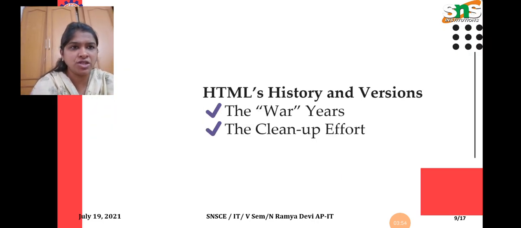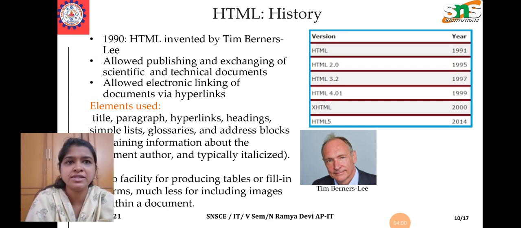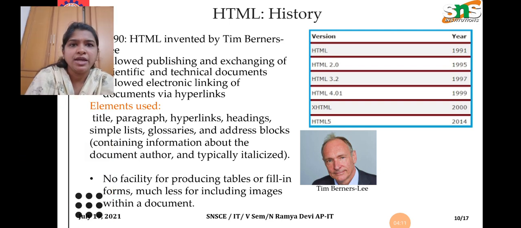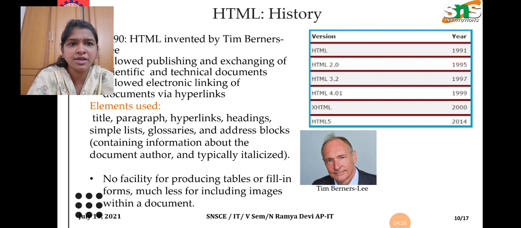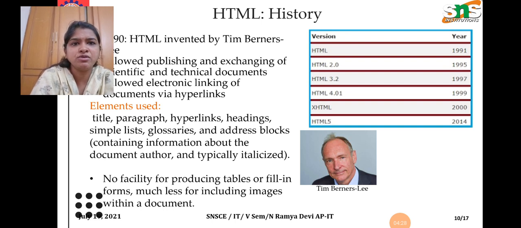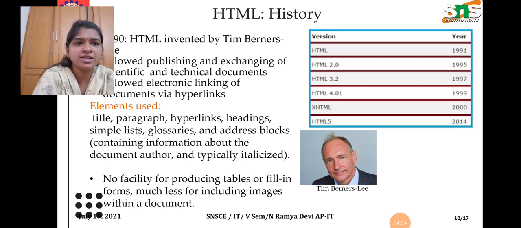So, HTML history and its versions. HTML was invented by Tim Berners-Lee in 1990. It allowed publishing and exchanging of scientific and technical documents. It allowed electronic linking of documents via hyperlinks. Elements used in HTML were title, paragraph, hyperlinks, headings, simple lists, glossaries, and address blocks containing information about the document author, typically italicized. There was no facility for producing tables or fill-in forms, much less for including images within a document. And these are all the HTML versions and the years in which they were developed.